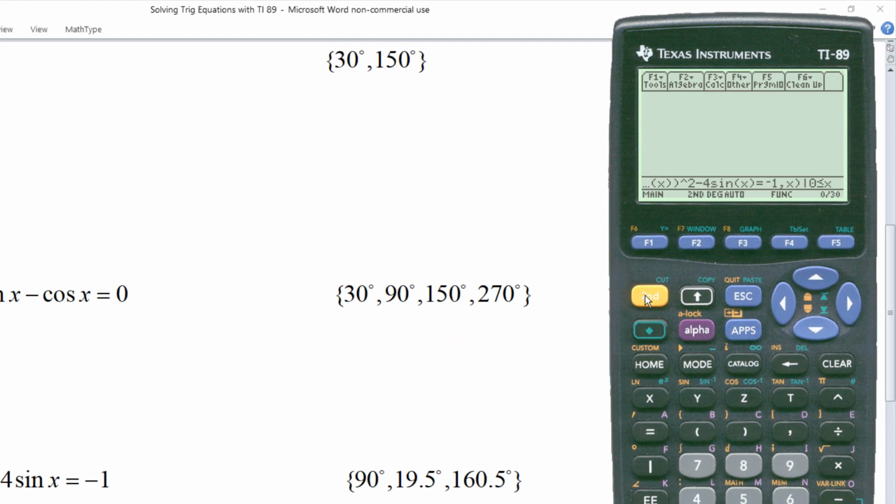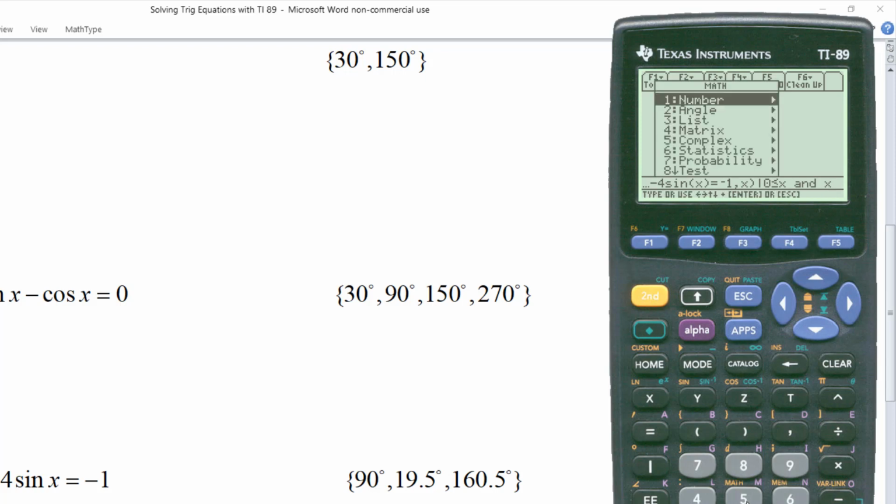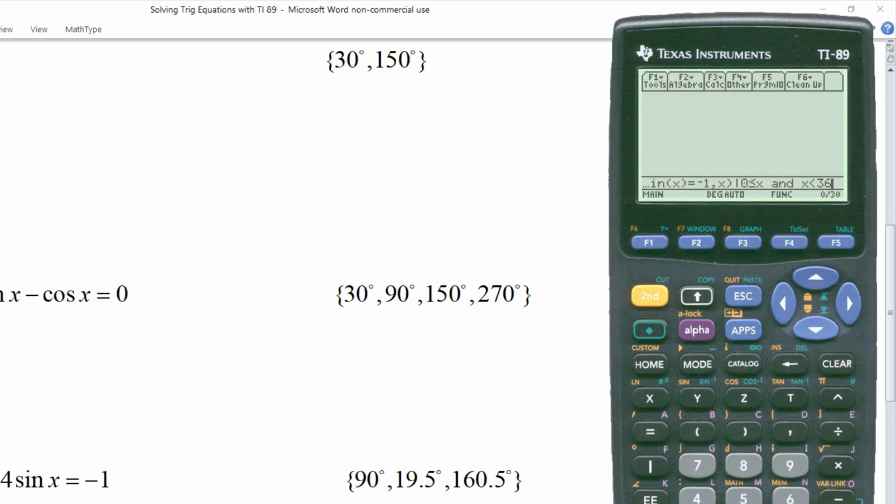Now the word and, second, 5, 8, and then 8 again to get the word and. There it is. And then we want x to be less than, so there'd be second, again, back to the math menu. Strictly less than is number 2. 360. Hit enter.